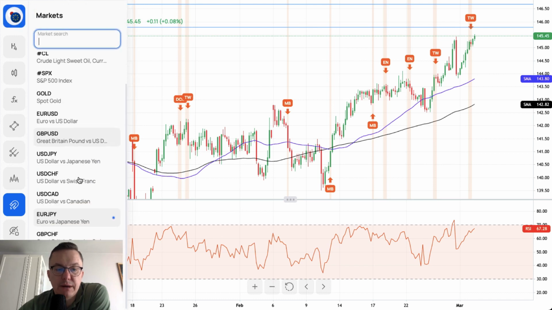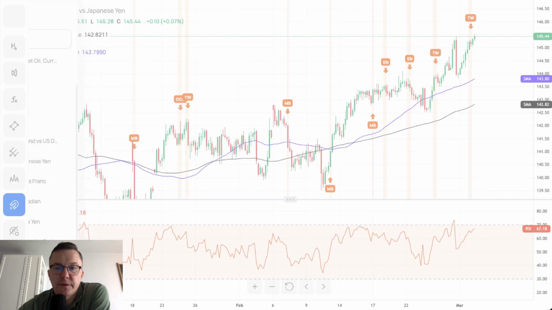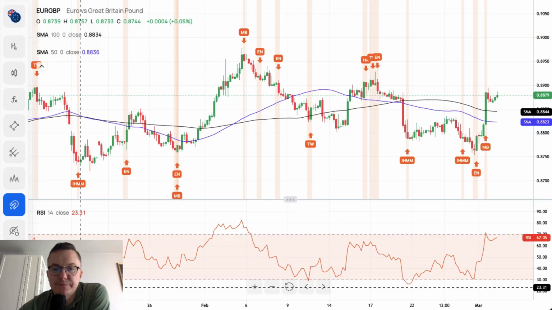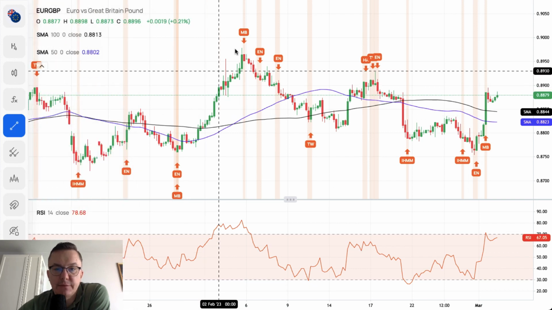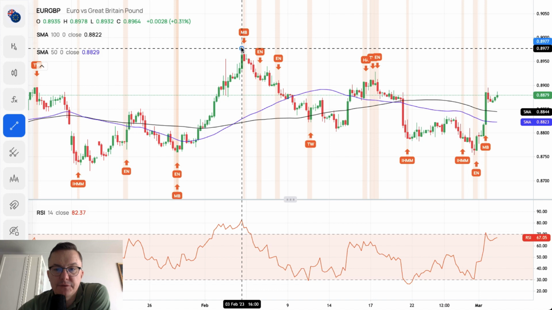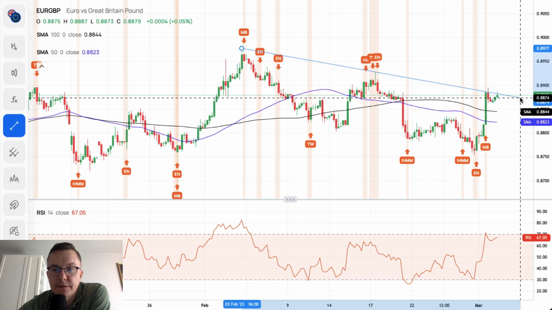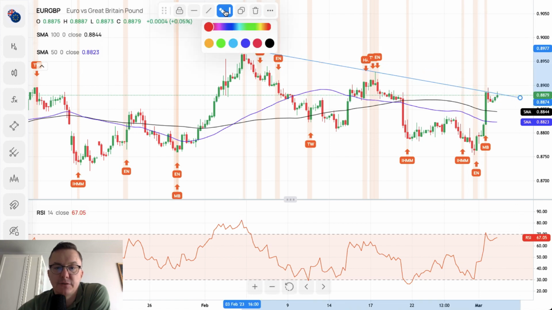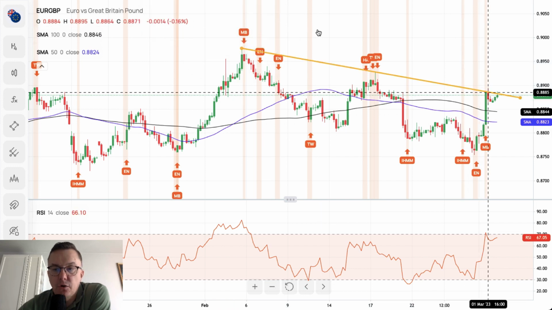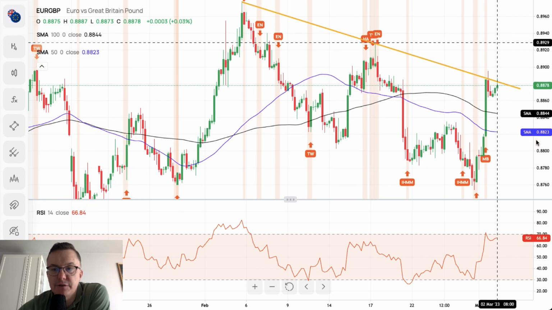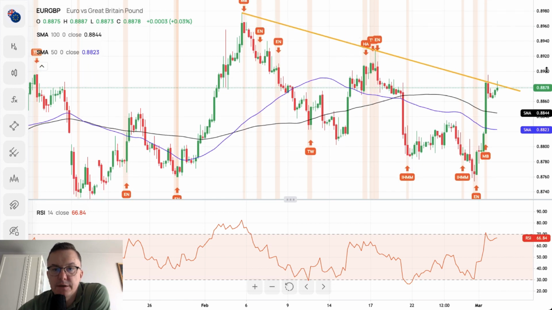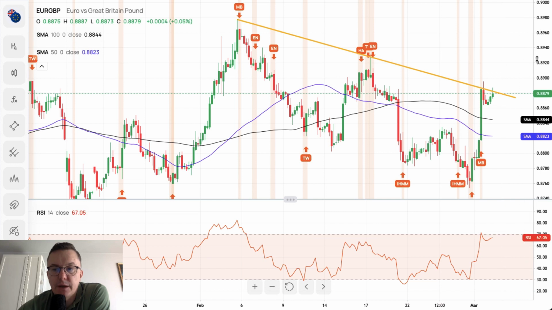One more euro pair, maybe one more euro chart. What do we have here? Very interesting situation. We got this line here from that high towards this high. So we definitely have some sort of trend line, and as you can see, we are just testing it right now. Very, very interesting point on the euro to the British pound.